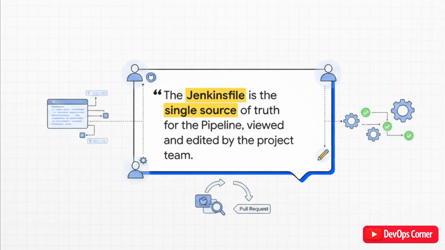And that's the crucial point. With pipeline as code, the Jenkinsfile becomes the single source of truth for your entire pipeline. It's no longer some mysterious configuration hidden away in a web UI that only one person understands. It's a plain text file that anyone on the team can open, read, and understand. Changes to the pipeline can be made through pull requests, just like any other code change, which fosters collaboration and gives you a crystal clear audit trail.